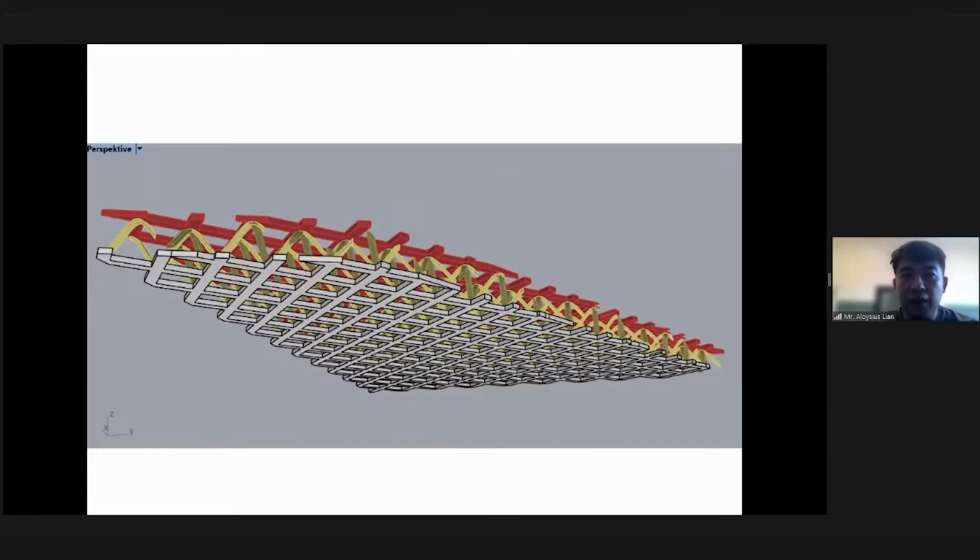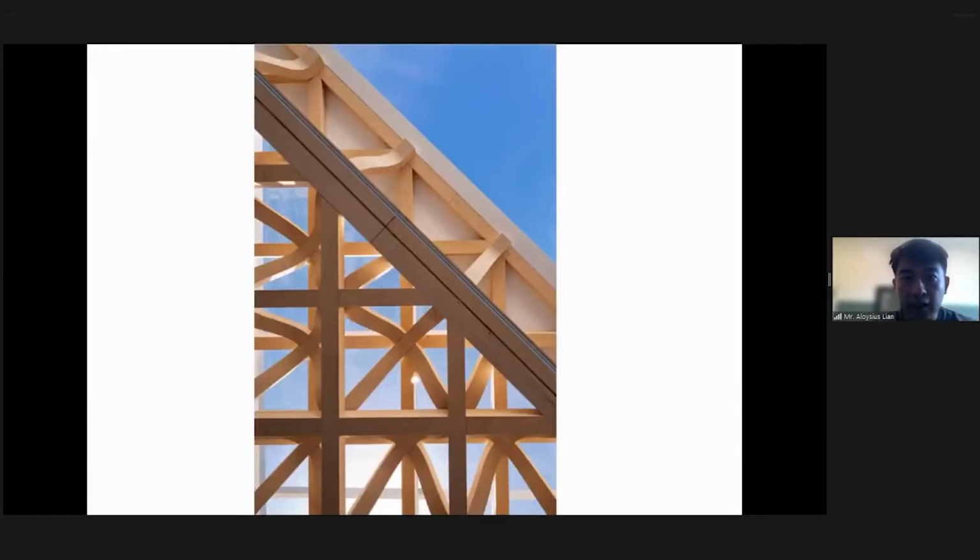Another sample of how we could add more complexity. So this is a sandwich interface between two lattices and a three-dimensional truss. And this is the final build product. So I was just an intern, so I was only involved in the initial design process. This one was done by the actual project architect.